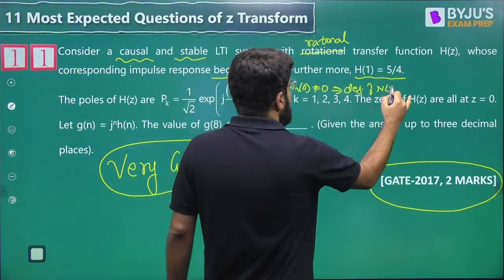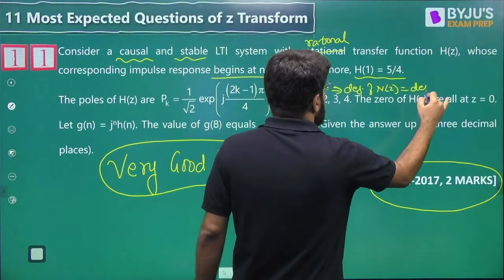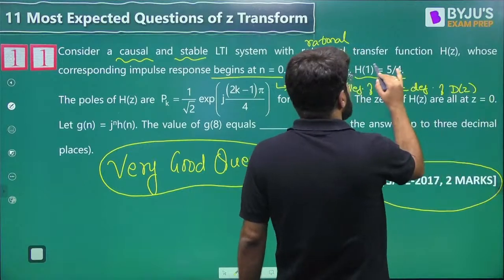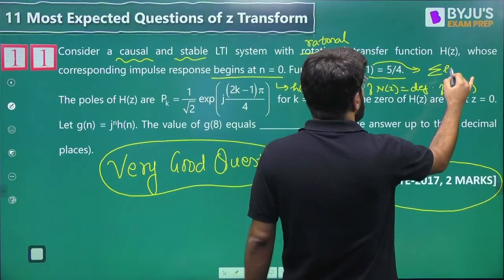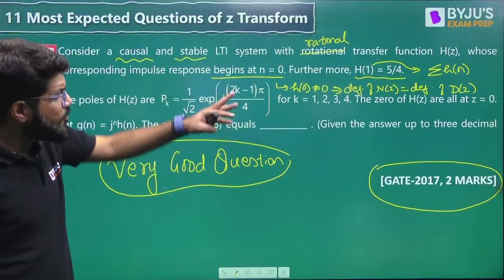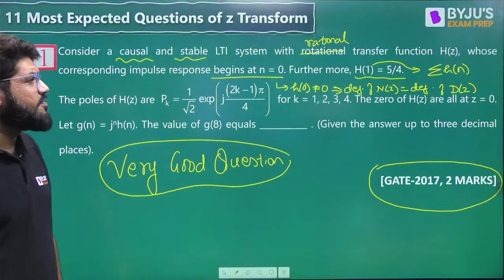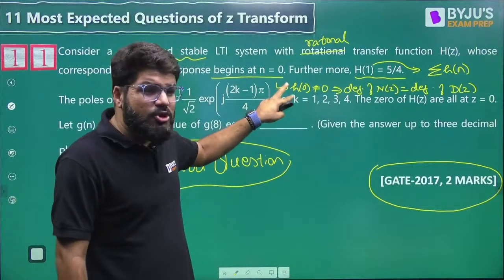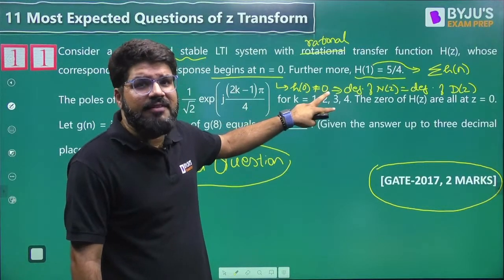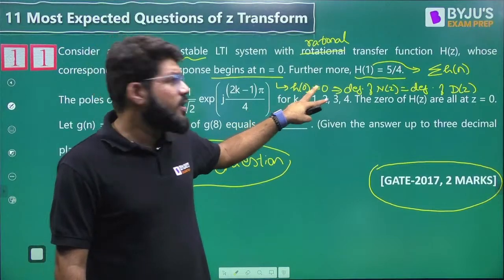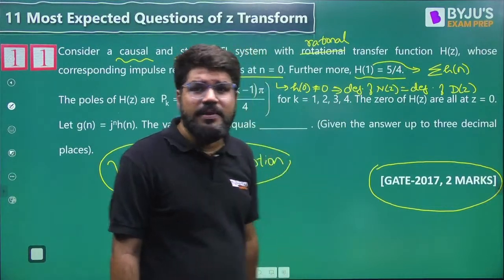Degree of numerator equal to the degree of denominator. Just revise the whole lecture. H of 1 means summation point you can use. H of 1 is known as the summation of h[n]. Summation point has come here too. Summation of h[n] is 5 by 4. The impulse response begins at 0, which means h of 0 will also be a valid, non-zero value, right? And whenever h of 0 is not equal to 0, the degree of numerator should equal the degree of denominator.